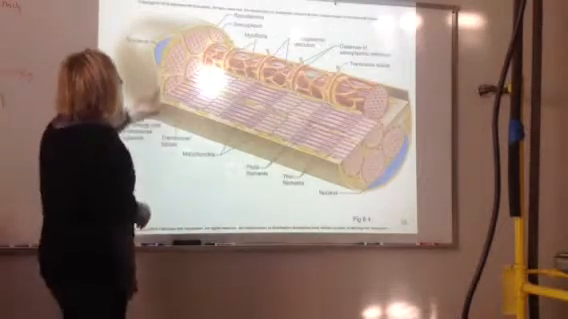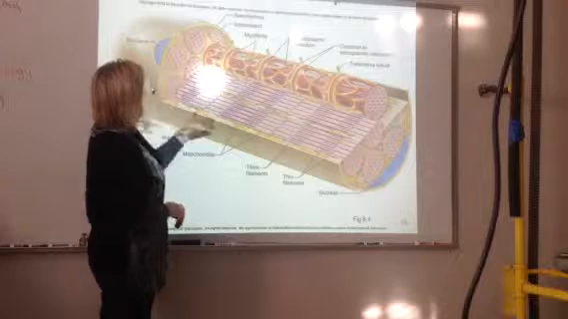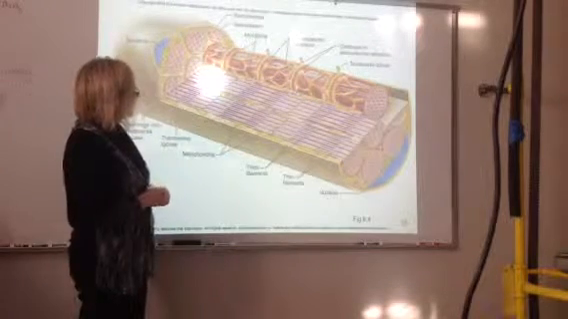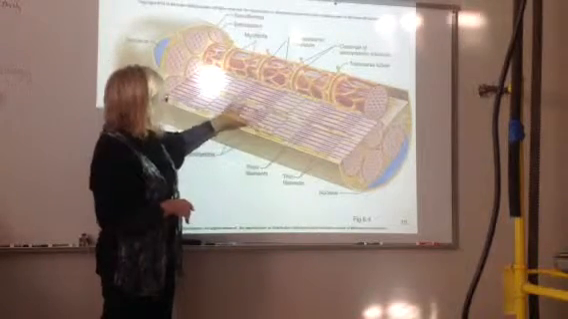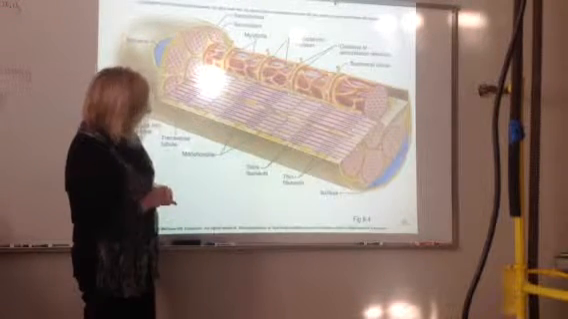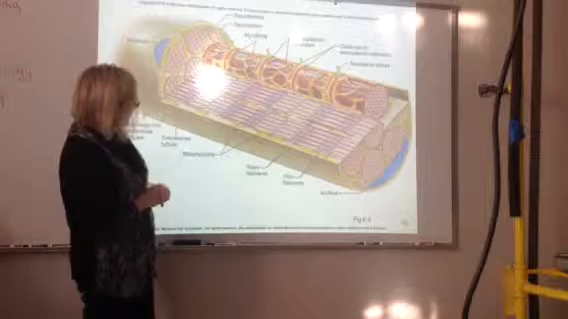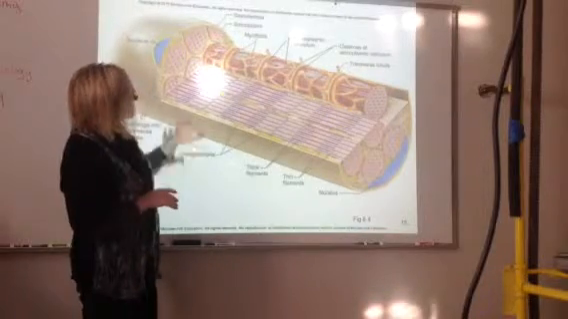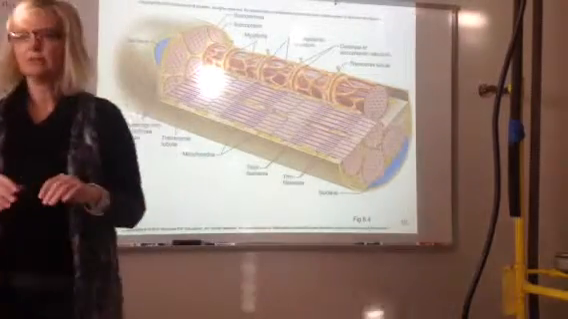Diagram here, you can see there's tons of mitochondria. They provide energy. Remember, purple is thick, blue is thin. Anything else, that's probably the most important part on that diagram.